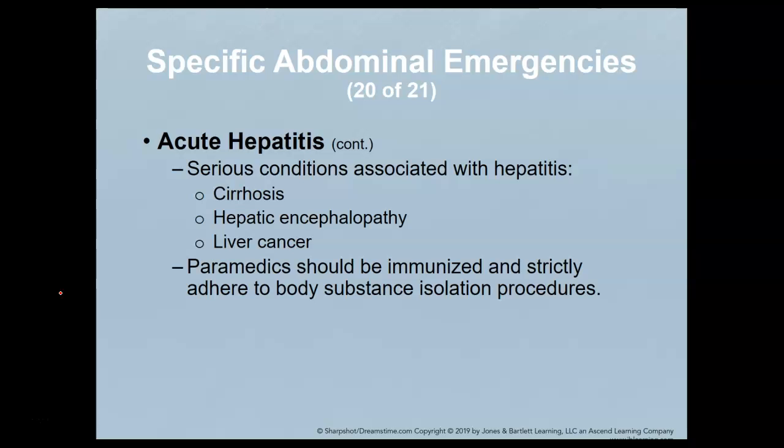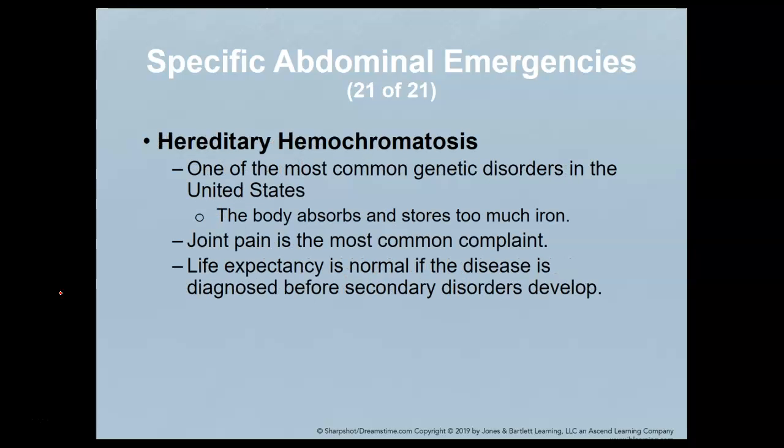Okay. Hereditary hemochromatosis is a very common genetic disorder. The body absorbs and stores too much iron. Joint pain is the most common complaint. Normal life expectancy if it's diagnosed before secondary disorders develop. And I've never seen one in the field, but you can read more about it if you'd like to. But that is kind of the main things that we talk about pre-hospital.